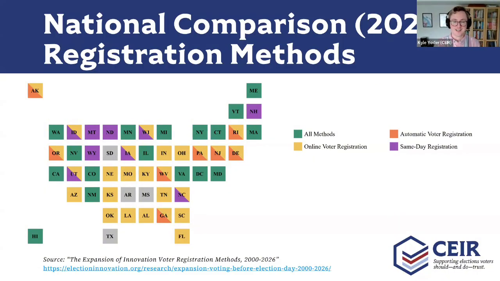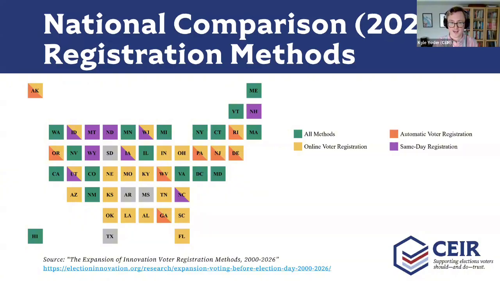I want to talk briefly about what voter registration looks like in the context of the rest of the country. So this is a map from our recent report on the expansion of innovative voter registration methods across the 50 states and Washington, D.C. And as you can see on this map, we've colored Kansas yellow. They have online voter registration. That's available to all voters. That can be accessed at the link I just provided on the previous slide.